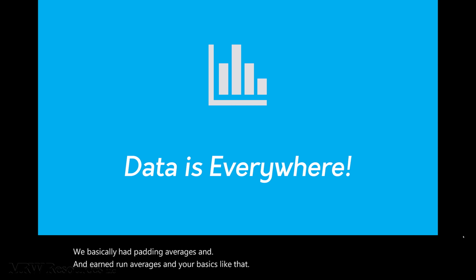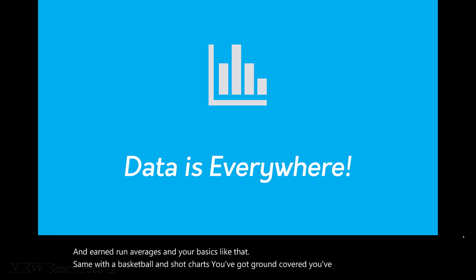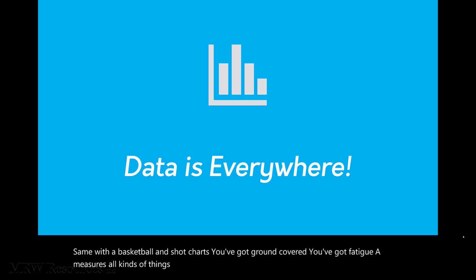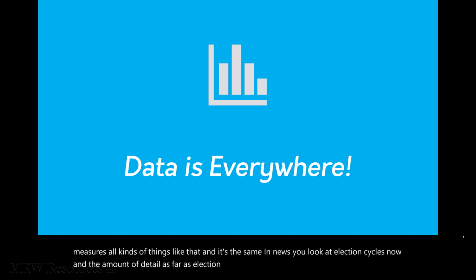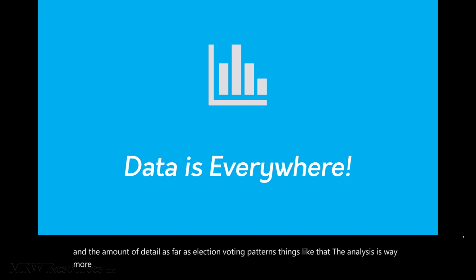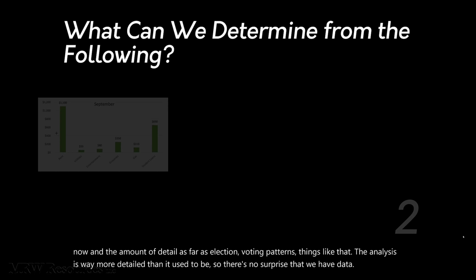Same with basketball and shot charts. You've got ground covered, you've got fatigue measures, all kinds of things like that. And it's the same in news. You look at election cycles now and the amount of detail as far as election voting patterns, things like that. The analysis is way more detailed than it used to be. So there's no surprise that we have data just coming out our ears, basically.